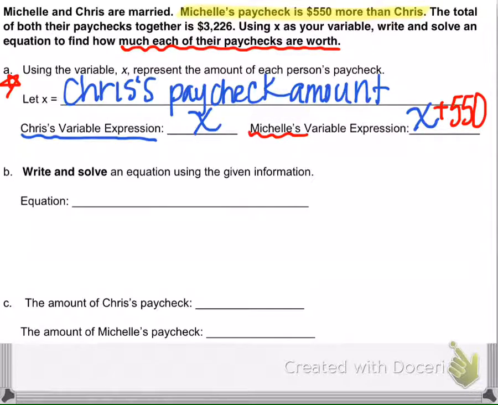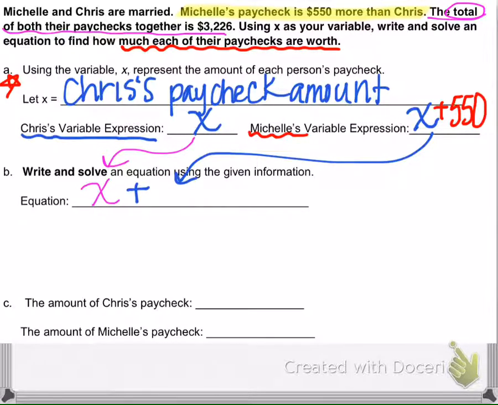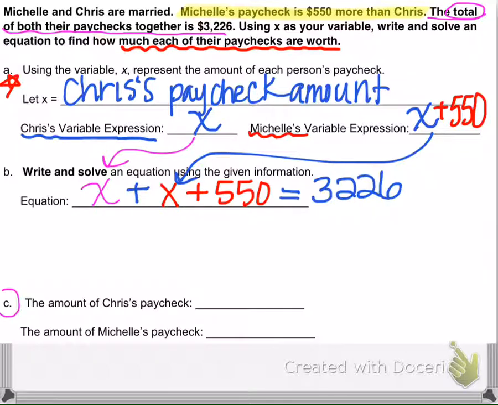Then it says to write and solve an equation. It says the total of both their paychecks. So if we take Chris's paycheck, which is X, and add it to Michelle's paycheck, which is X plus 550, it says altogether they earn $3,226. So now we have an equation that we could solve to figure out part C, the amount of both their paychecks.